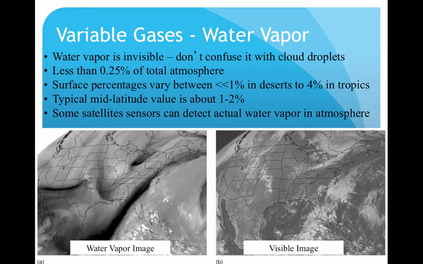And depending on where you are on the surface of Earth, there can be less than 1% in the deserts where we are, or if you're in the tropics, it could be 4% of the total when it's very, very wet and humid. Typically in the mid-latitude, which is most of our country, it is 1 to 2% of the total. You could notice that when you look at pictures of the Earth from satellites, there's always clouds. Those are water droplets. But some satellite images can capture water vapor, which is invisible.